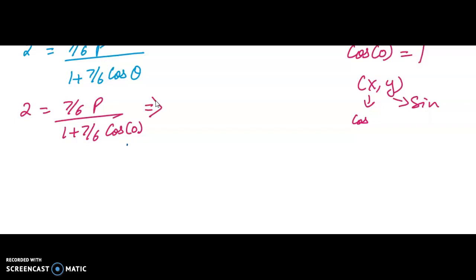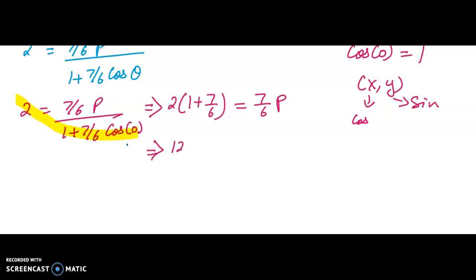So from here, I can cross multiply, because cos theta, cos 0, will be 1. If I cross multiply, I will get 2 times 1 plus 7/6. Cos 0 is 1, so nothing is there, is equal to 7/6 p. Use your information about how to solve it, distribution and simplifying the fraction.